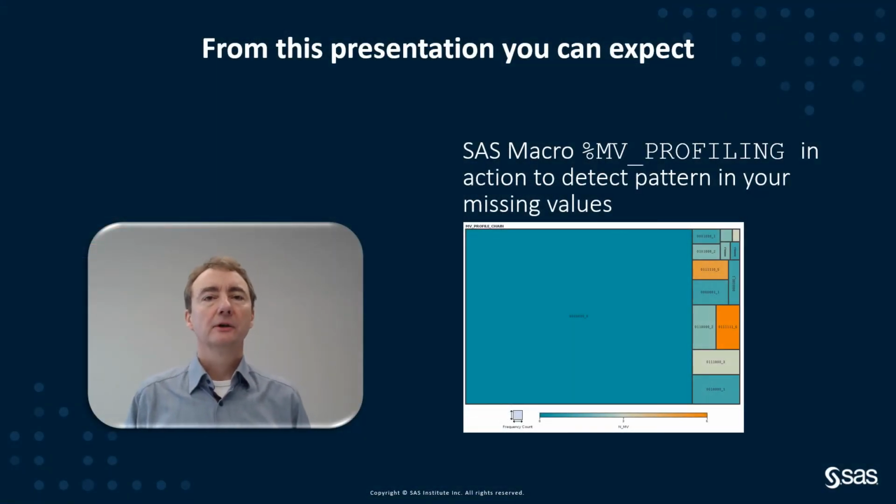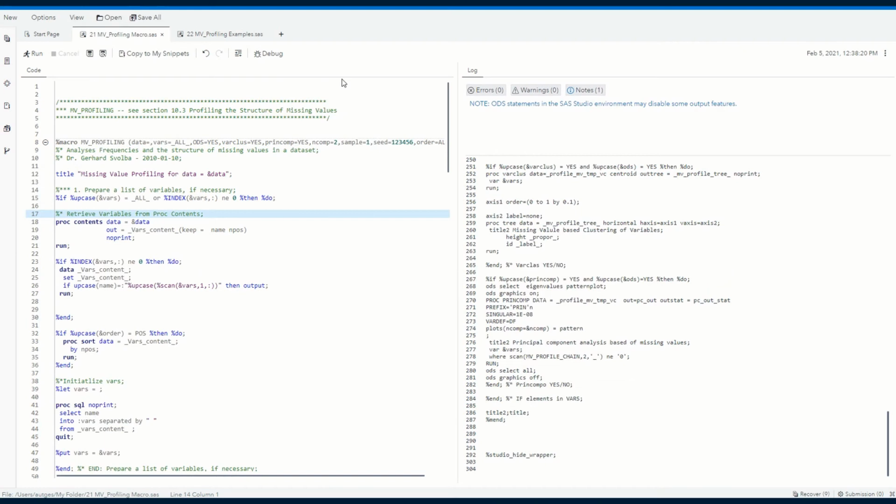After we have seen how you can get insight into the nature of missing values with decision trees or with automatic explanations in SAS Visual Analytics, let's now take a look at how you can use a SAS macro to get an overall picture about the missing value structure in your data. I have opened SAS Studio here, and I have loaded the macro missing value profiling that I wrote in order to profile the structure and the co-occurrence of missing values.